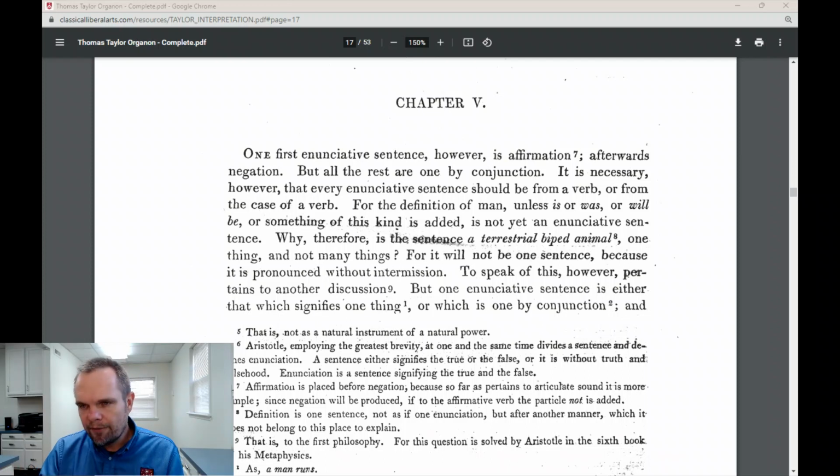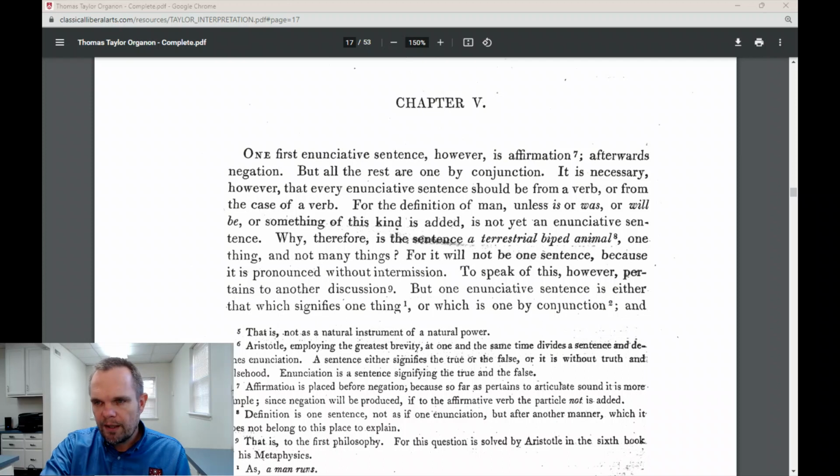Because the definition of man, unless is or was or will be or something of this kind is added, is not yet an enunciative sentence. So when you read Aristotle, one thing you have to learn to do is read the sentence where he expresses some principle or concept, and then patiently continue, because he normally provides examples which help you to rightly interpret and understand the principle that he's explained.